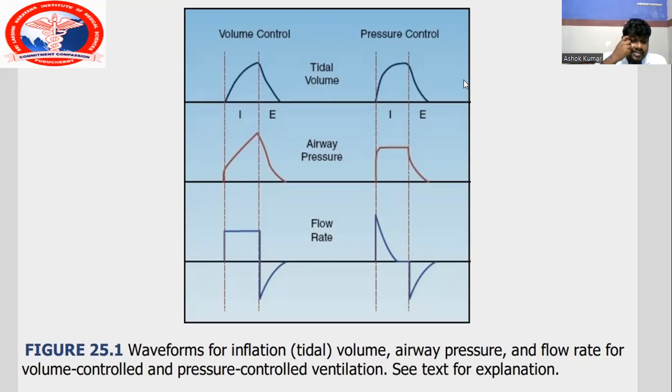Plateau pressure is the inspiratory hold at the end of inspiration. In volume control ventilation there is a pressure at the end of inspiration, whereas in pressure control ventilation there is no such pressure, and the airway pressure graph is flat. There is a peak in volume control ventilation. Similar to airway pressure, there will be a tidal volume.